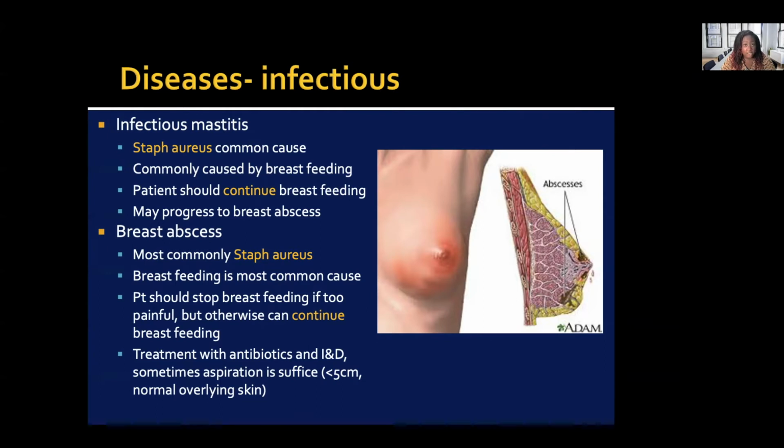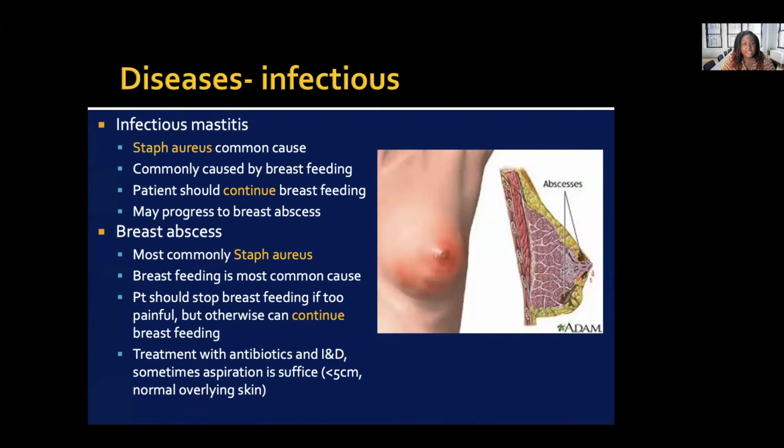The abscess is also most commonly caused by Staph aureus and also seen in breastfeeding patients. Usually, we recommend the patient continue breastfeeding unless it is absolutely too painful and is causing distress for the mother and child. Then we do recommend stopping and reassessing. Usually, we treat this with antibiotics and sometimes an incision and drainage, and occasionally an aspiration can suffice. This is usually for smaller abscesses. Different sources will tell you different numbers to reference. Some will say 5 centimeters, and some will say as small as 3 centimeters. So, using clinical judgment is important.